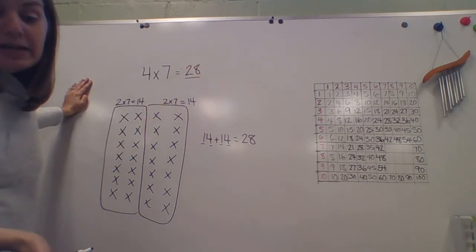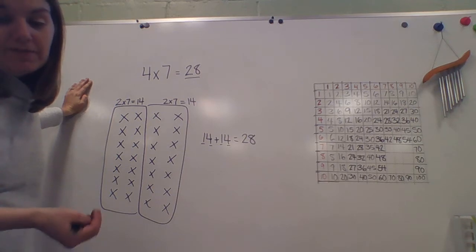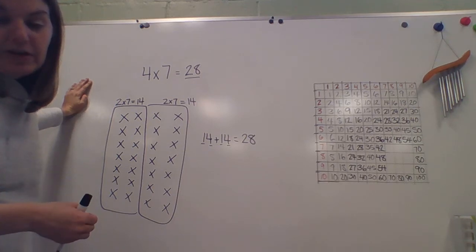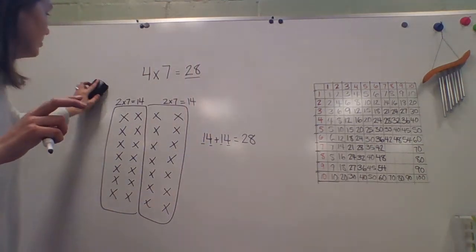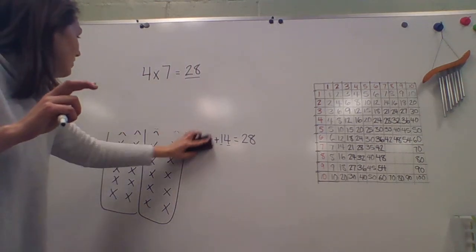All right, now for number 8, it says show 2 ways you can break apart a factor to find 3 times 7. Write an equation for each way. So they're asking you to show 2 different models for 3 times 7.